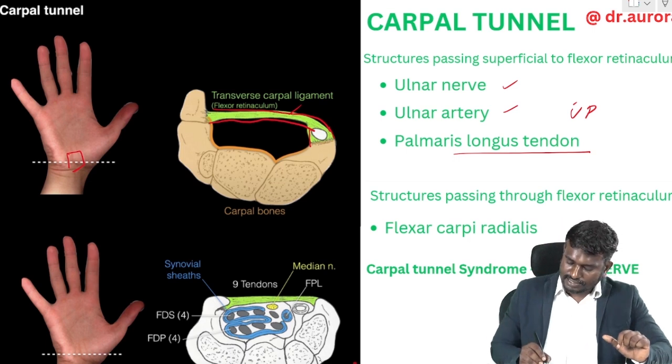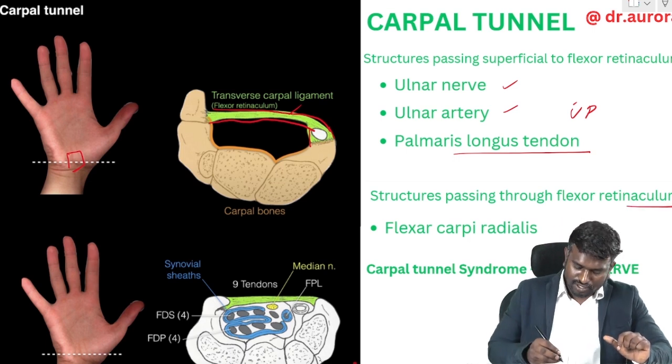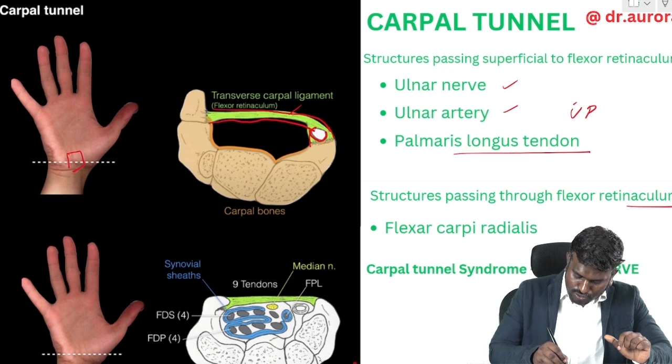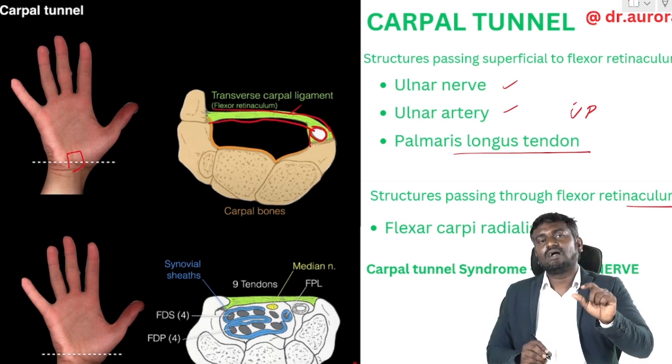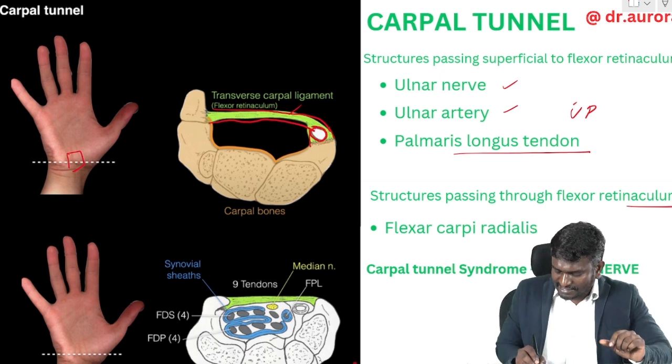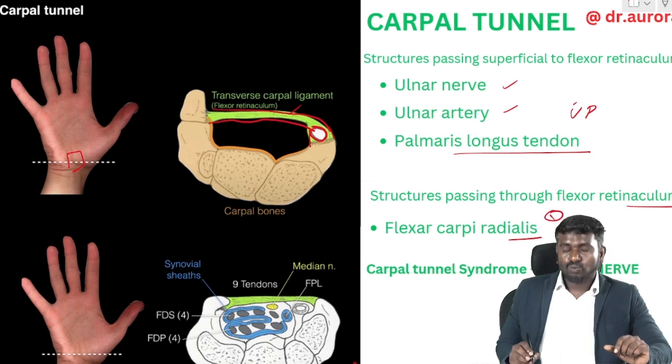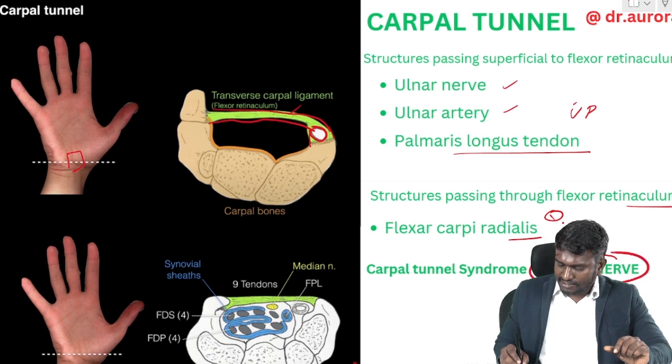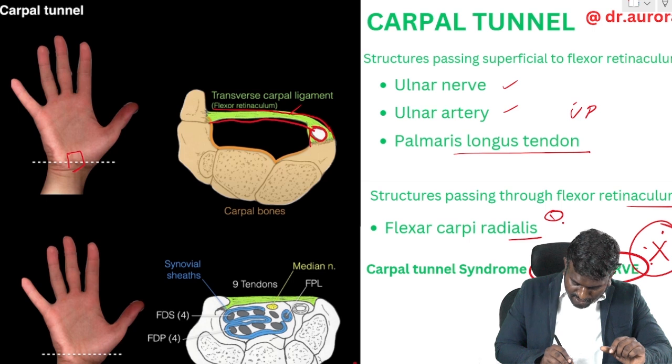Good. Structures passing through the flexor retinaculum. You can see here there is a structure passing through the flexor retinaculum. It is called the flexor carpi radialis. Very important to remember. What are the contents passing through the carpal tunnel? Again, it is going to be the median nerve. The median nerve is passing through the carpal tunnel. Right. You can see here, this is the median nerve.